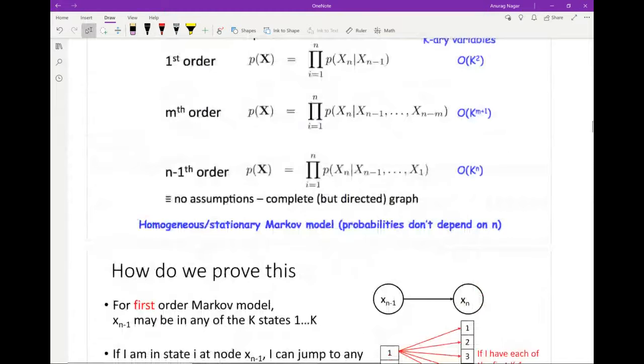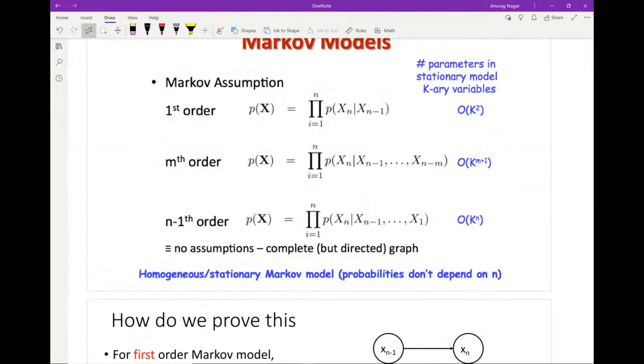I'm not going to cover this in a lot of detail, but you can prove that if you have a first order Markov model and a k-ary variable. What does that mean? The variable x can take 0, 1, which means binary, and if it can take 1, 2, all the way up to k, that will be called a k-ary variable. So k equal to 2 is called binary. In general, it is called k-ary.